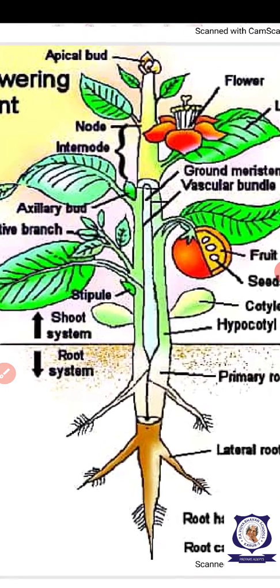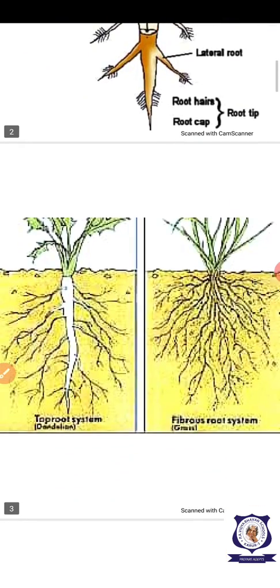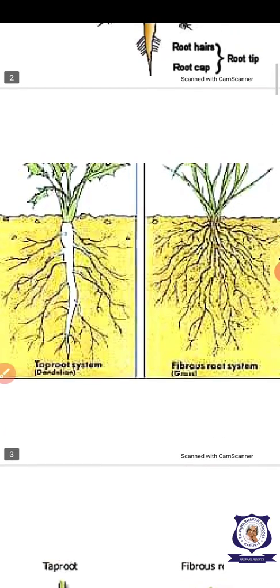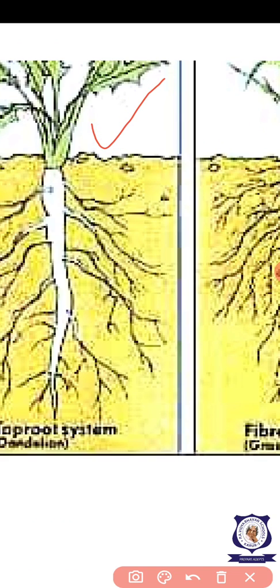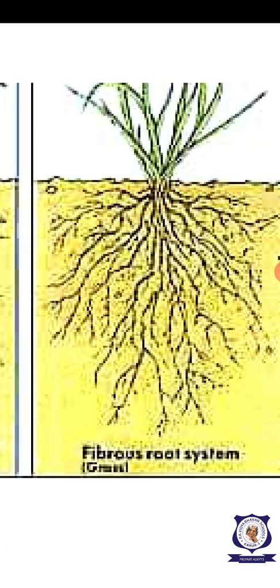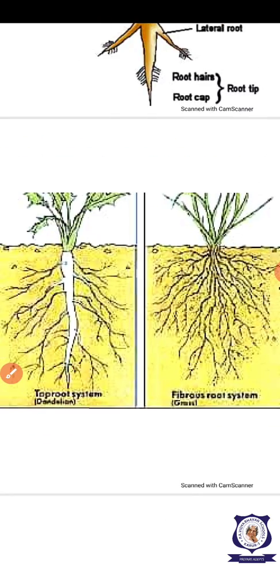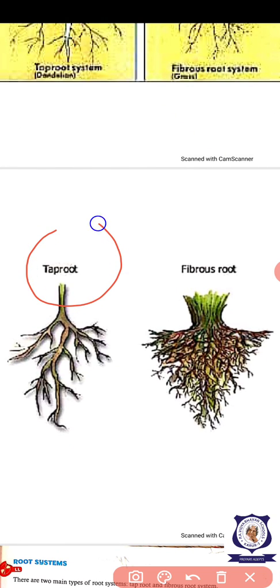Now, in this root system itself, there are two types of root system. What are the two types? In this picture, you see, one is the tap root system and another one is the fibrous root system. The taproot system and fibrous root system are the characters of dicot plants and monocot plants. The taproot system is the character of dicot plants.